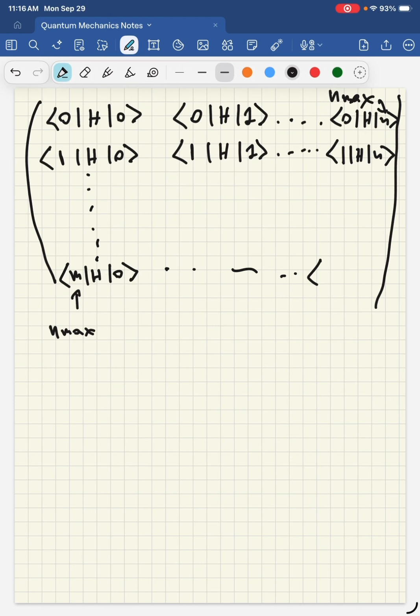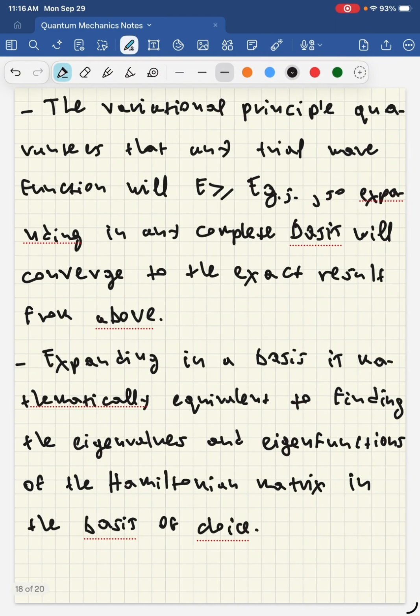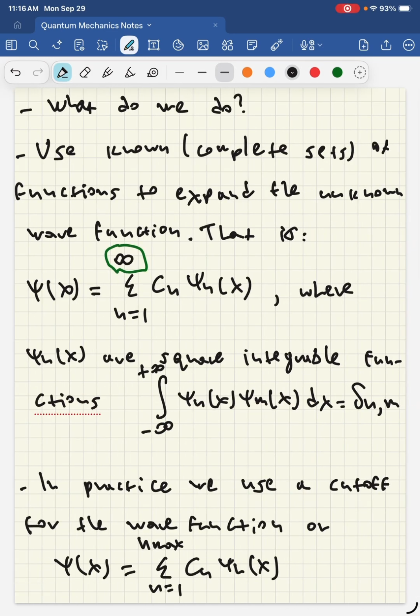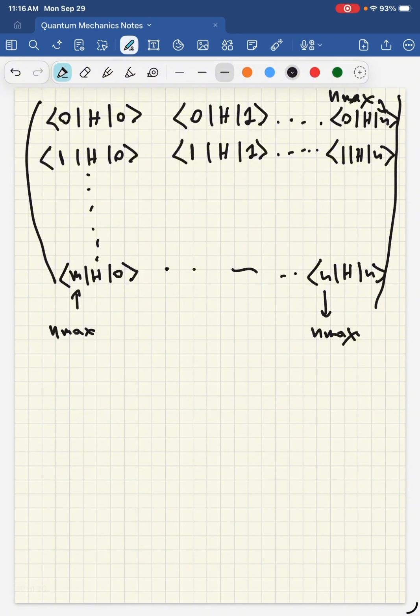And finally, this element here is going to be n, h, n, and n is equal to n max. Okay, and this n max corresponds to this n max of the wave function. Now what are all these? We said we will use the harmonic oscillator basis functions, and this is the time where we have to discuss them.